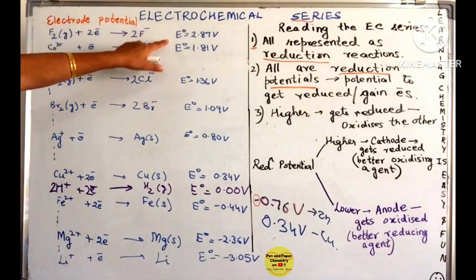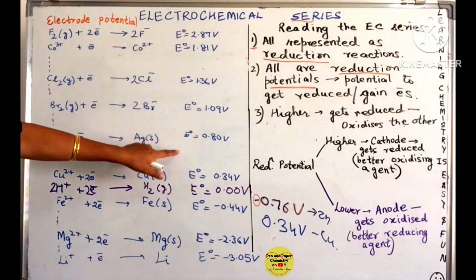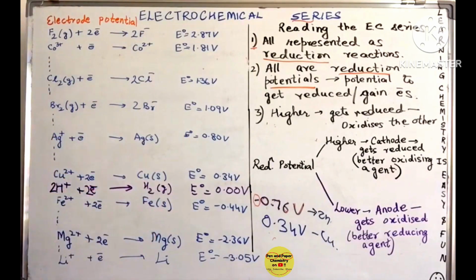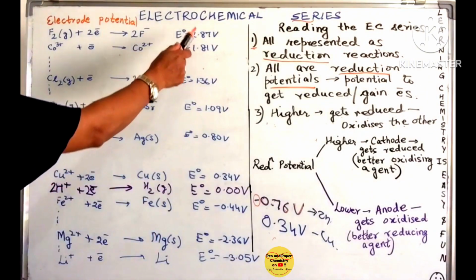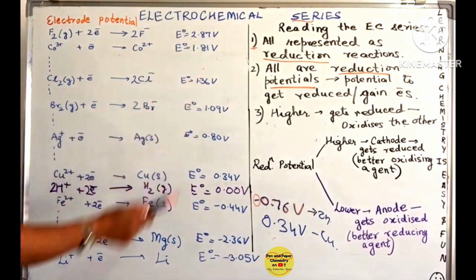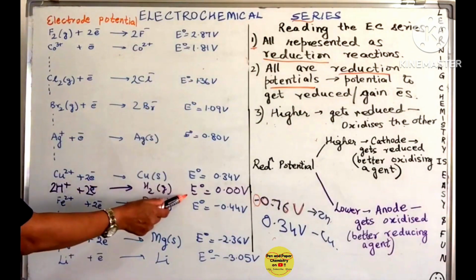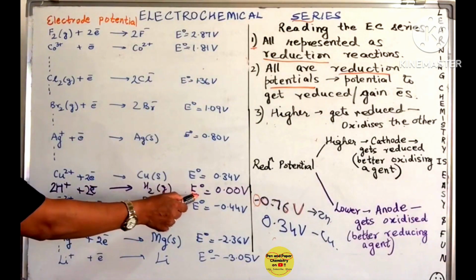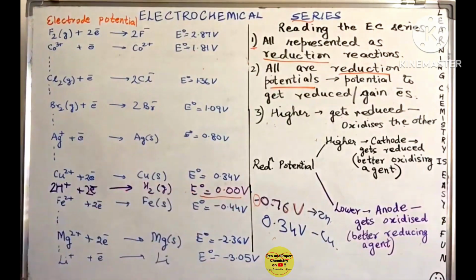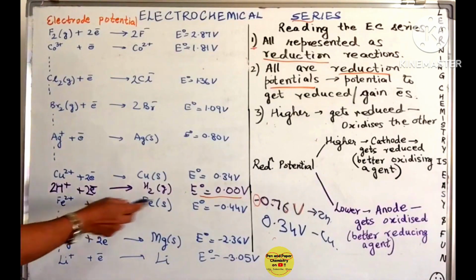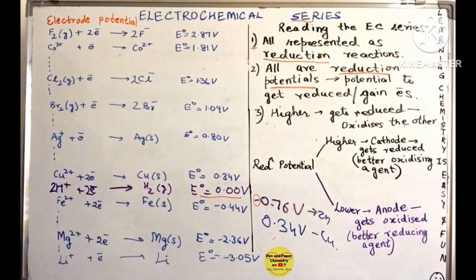Can you see in what order I have listed? Are they increasing or are they decreasing? See here, 2.87, 1.81, 1.36 and so on. Whereas after hydrogen, what is the electrode potential of hydrogen? Correct, it's 0 volt, arbitrarily chosen as 0. The reduction potential of hydrogen is 0. For iron, it is negative 0.44, magnesium negative 2.36 volts.